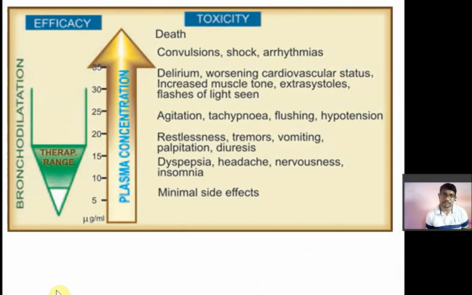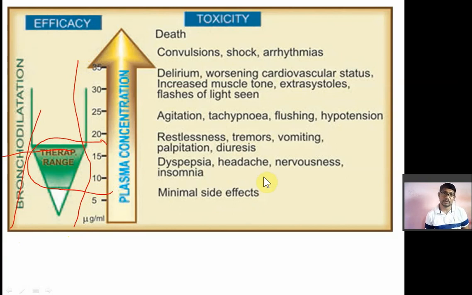Now the next drug. You can see here the efficacy, bronchodilation, with respect to the dose of theophylline. As the dose increases, what happens? Here the plasma drug concentrations are given: 5, 10, 15, 20, 25, 30 microgram per ml of theophylline. As the concentration increases, bronchodilation also increases. 7.5 to 17 microgram per ml is the therapeutic range of theophylline.